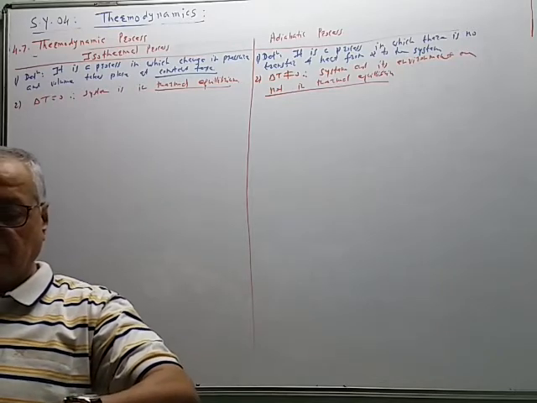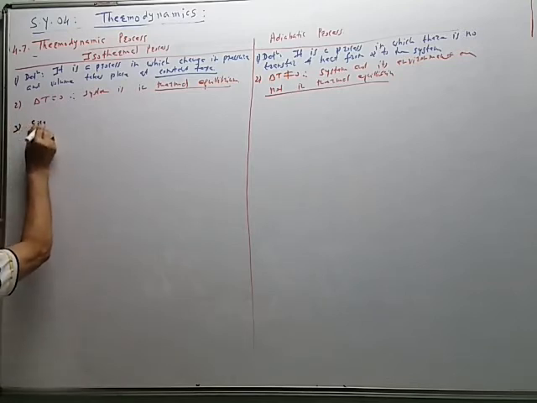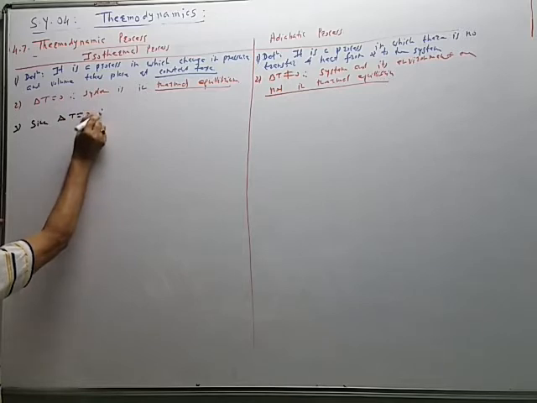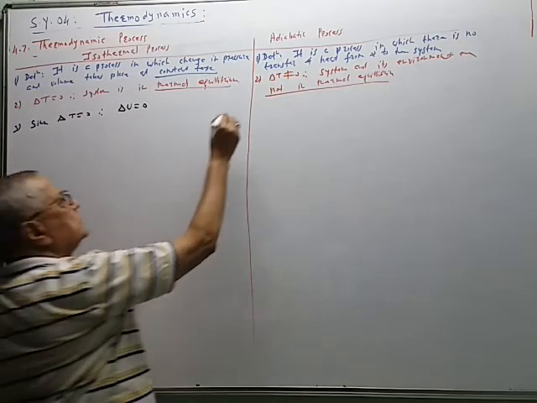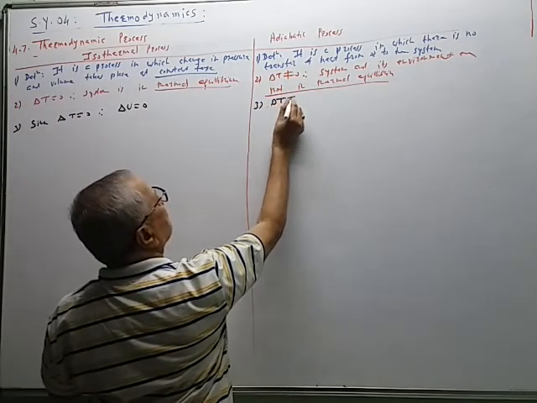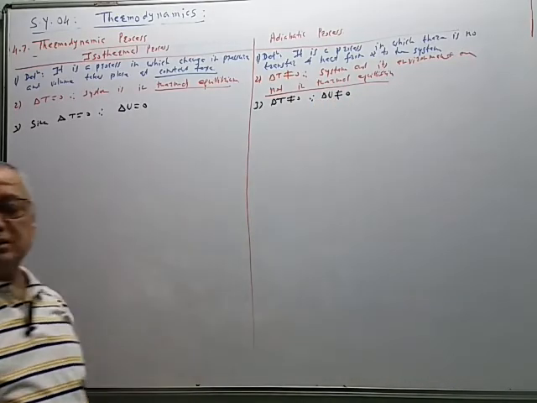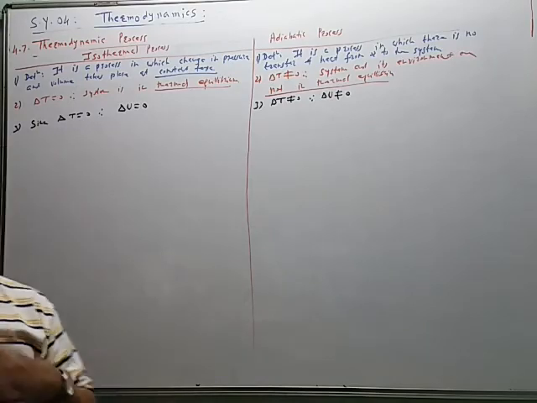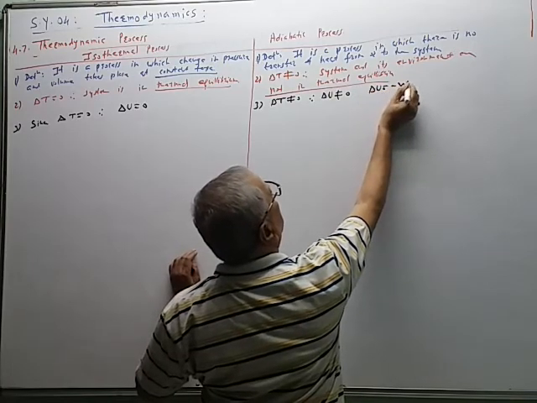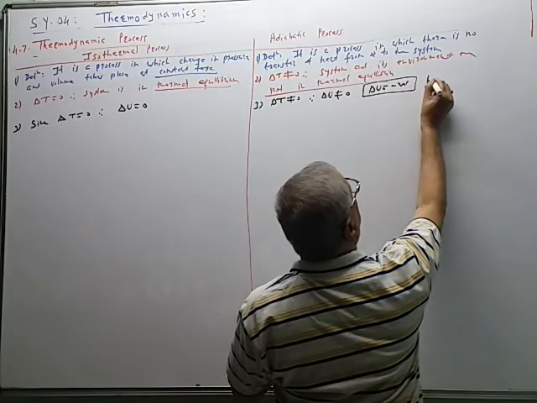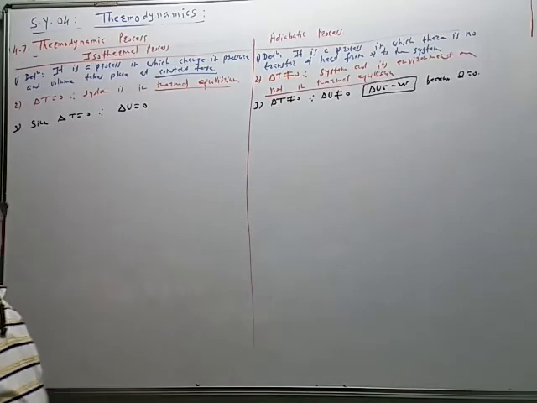Third, mathematically, I will write down like this. Since delta T is equal to zero, therefore delta U is equal to zero. No change in internal energy. In this case, delta T is not equal to zero, therefore internal energy changes. There is a change in the internal energy, and it is given by, in this case, delta U is equal to minus W, because Q is equal to 0, by the first law of thermodynamics.